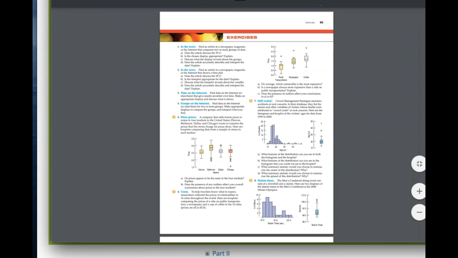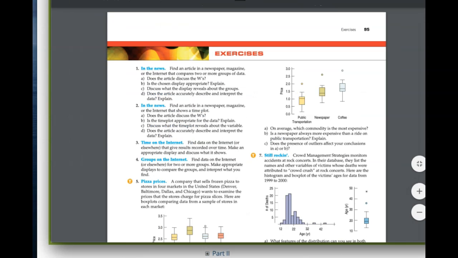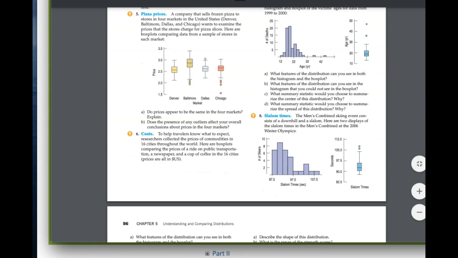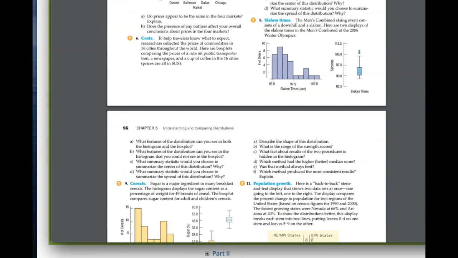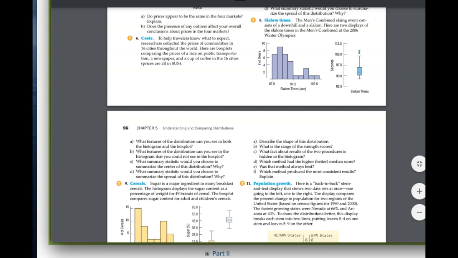I want to make sure that the problems I'm assigning are the problems I'm going to keep assigning. So we're going to do problem 8. Here's a histogram and here's a box plot, and it's drawn vertically. These questions are more about what do you see? What can you see here that you can't see over on the histogram? So problem 8.